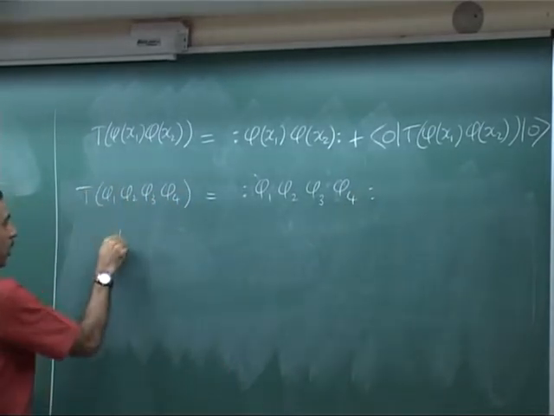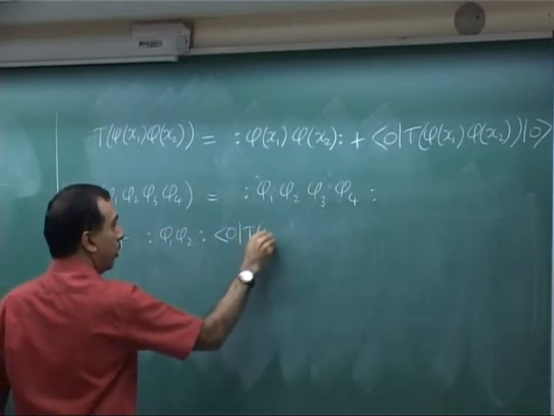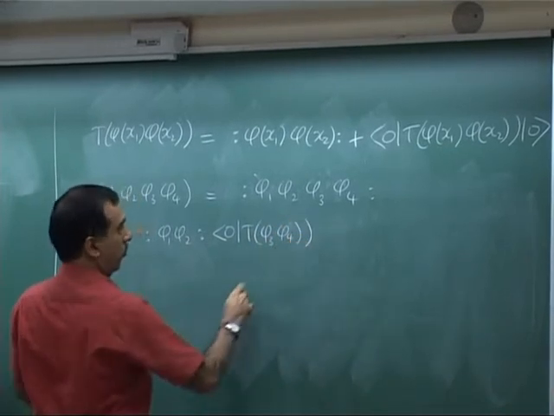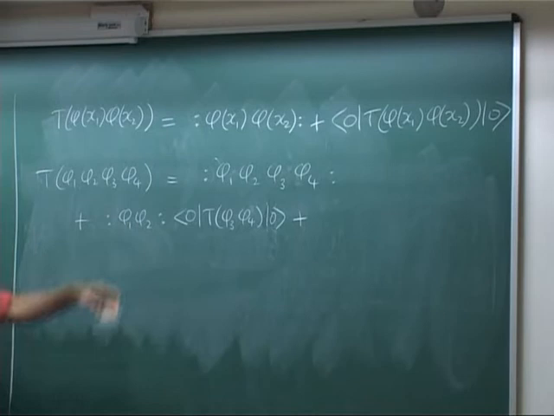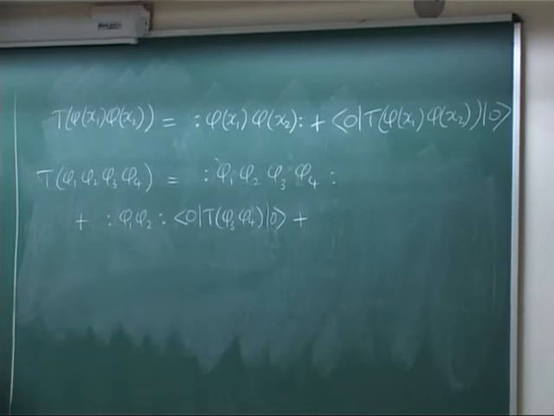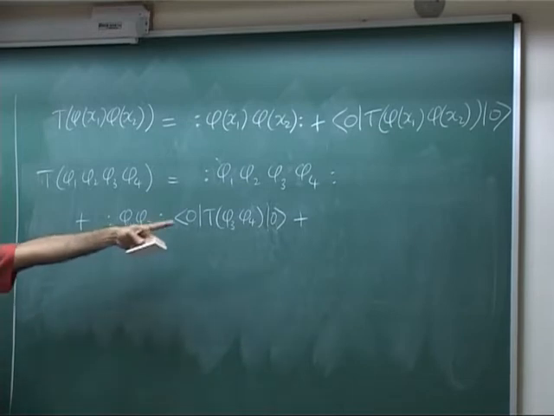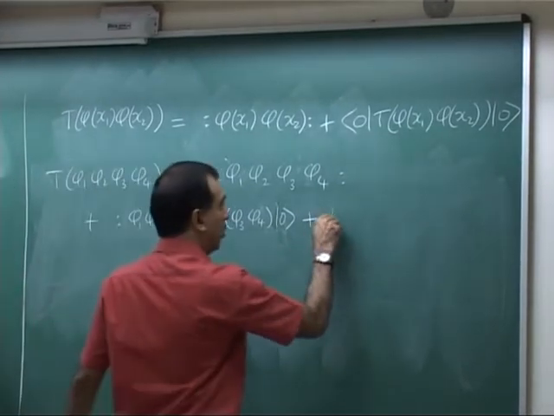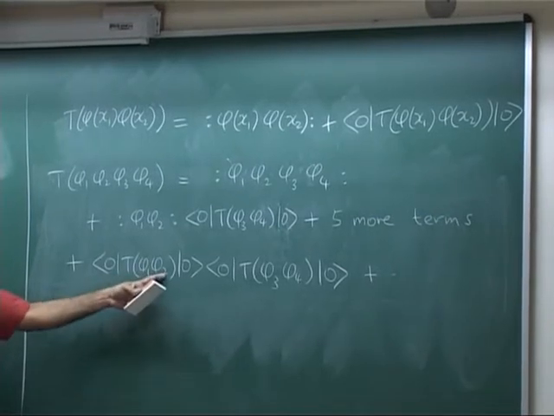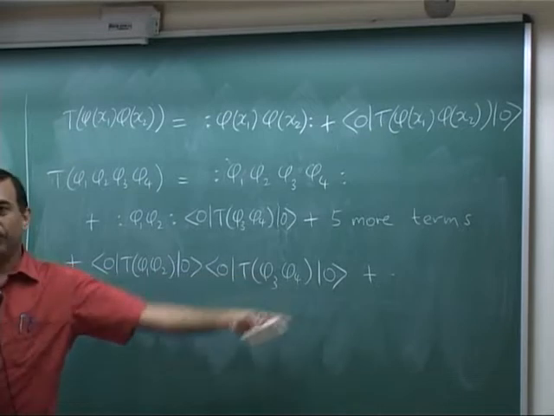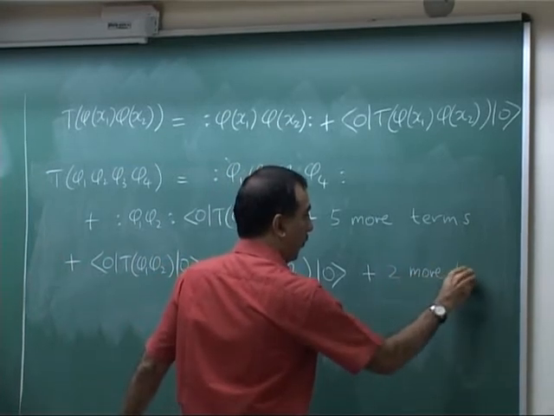In addition, you get terms like phi 1, phi 2, vacuum expectation value of T of phi 3, phi 4. Okay. How many more terms can you get of this type? Altogether, there are 6 such terms. 1, 2 here, 1, 3 here, 1, 4 here, 2, 3, 2, 4, 3, 4, and whatever are the other two fields will be inside, plus 3 more terms. More terms, right? We can have phi 1, phi 3 here, then phi 2, phi 4 here, or phi 1, phi 4 here, and phi 2, phi 3 here, and we are done, because these are identical, so 2 more terms. And that's it, it's over.